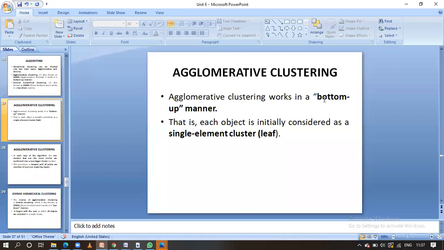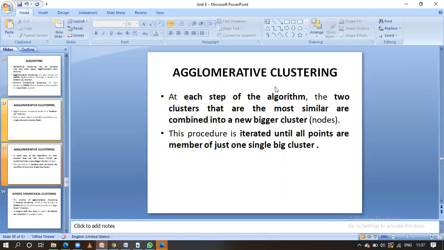In the root node we will have all the objects. In the bottom we will have the individual objects. By combining those we are going to move to the root node, guys. That is the second step, guys.